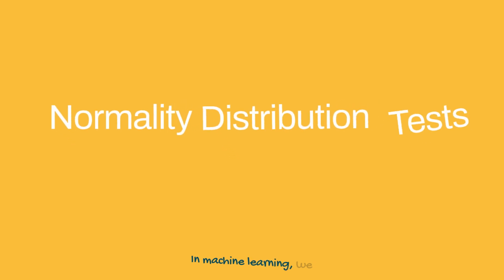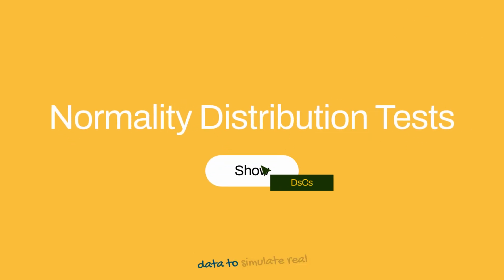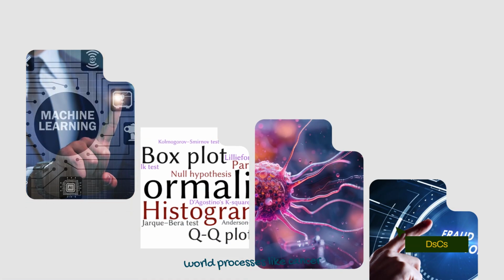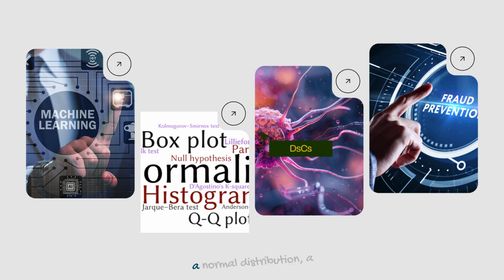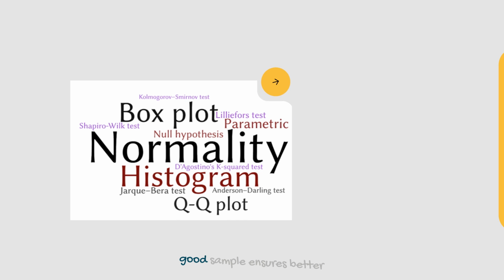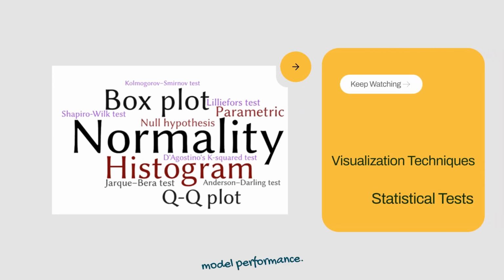In machine learning, we train models on sample data to simulate real-world processes like cancer detection or fraud prevention. Assuming the population follows a normal distribution, a good sample ensures better model performance. Normality tests help check if a sample or variable follows this distribution.